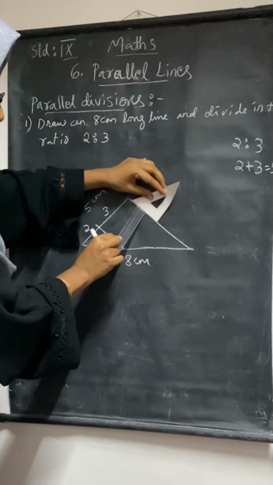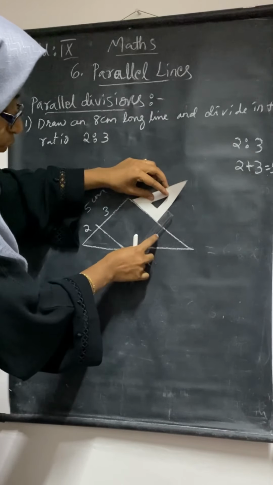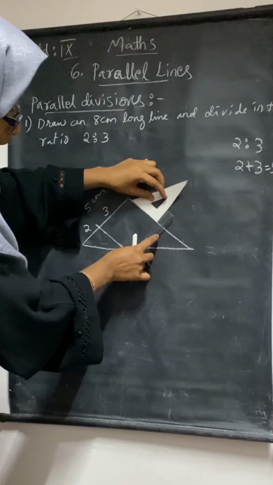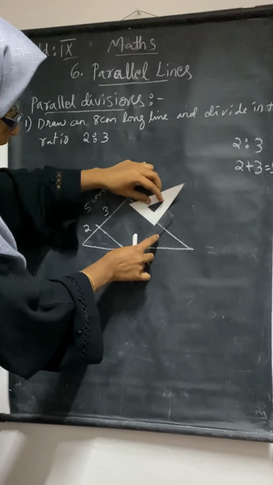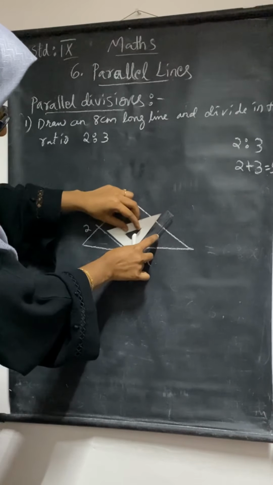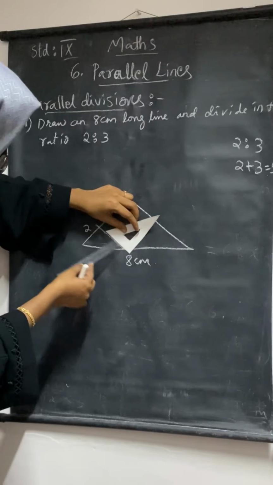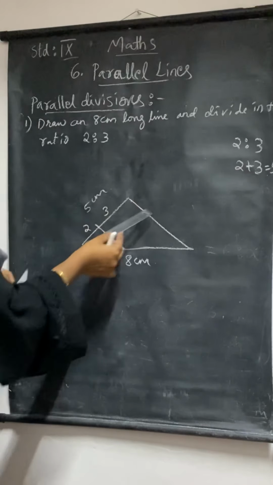On the line you have to keep the set square, and under that you have to fix a scale, because the set square should not move. Bring the set square down, not the scale. Like this only you have to bring it, and keep it where the 2 centimeter is. You can see here we marked 2 centimeter. From there you have to draw the line so that these two lines are parallel.